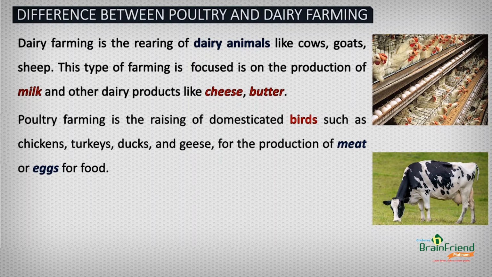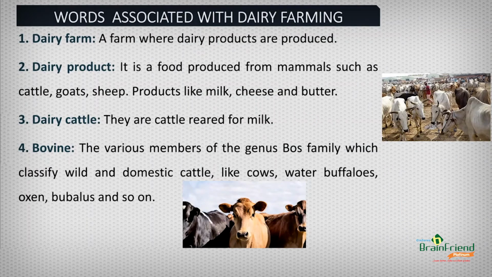Now let's go on to see words associated with dairy farming. These are some words associated with dairy farming. We have dairy farm. This is a farm where dairy products are produced. Next, we have dairy products. It is food produced from animals such as cattle, goats, sheep. And these products include milk, cheese, and butter.